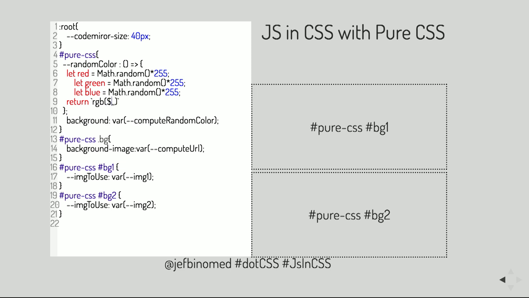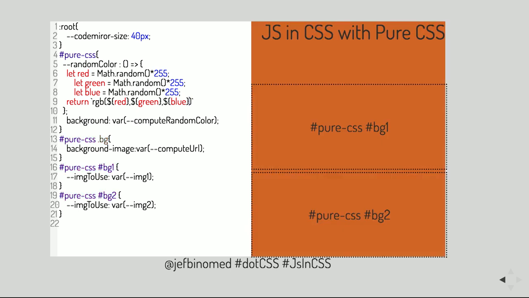Okay, and I will use my variable, green and finally blue. And as you can see, each time I type, it changes and generates a random color. So it works. The basic is working.